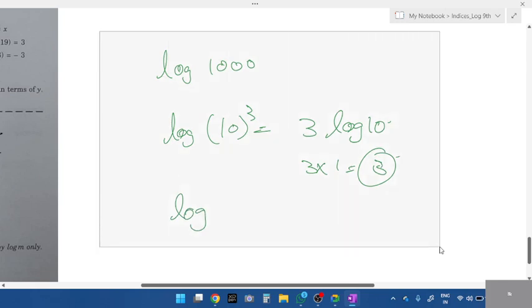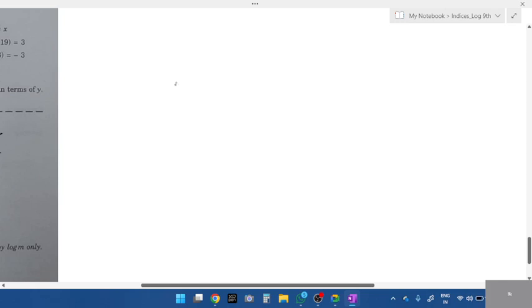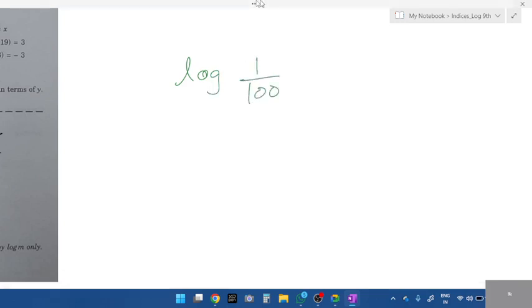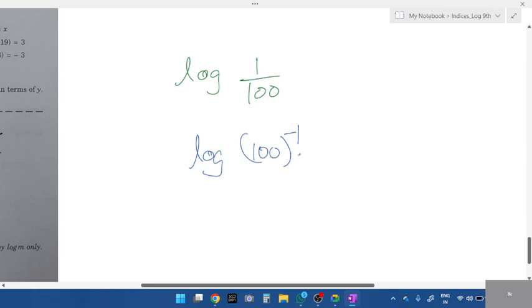They'll just twist it, so just stick to the basics I've taught. They'll give you a question like this: log 1 by 100. 100 is in the denominator. How do you make it negative? How do you shift it to the numerator? Correct. Log 100 to the power of minus 1. How do you convert the power? 10 square into minus 1.